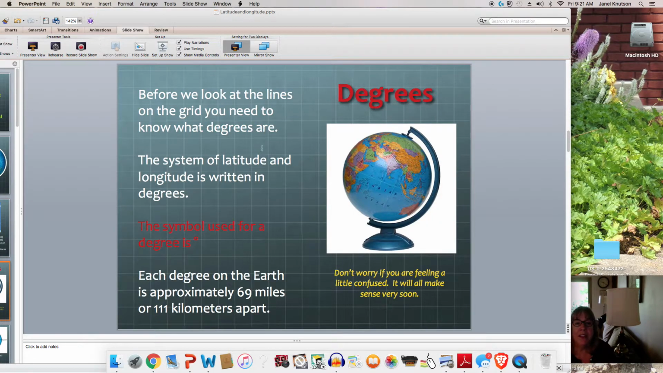Before we look at the lines of the grid, you need to know what degrees are. The system of latitude and longitude is written in degrees. The symbol used for degrees is this, right here. This little dot. It's like a Cheerio. It's like a little open circle. Each degree on the Earth is approximately 69 miles or 111 kilometers apart. Don't worry if you're feeling a little confused. It'll all make sense very soon. But when we look at lines, we measure them in degrees. That's all you need to know right now.